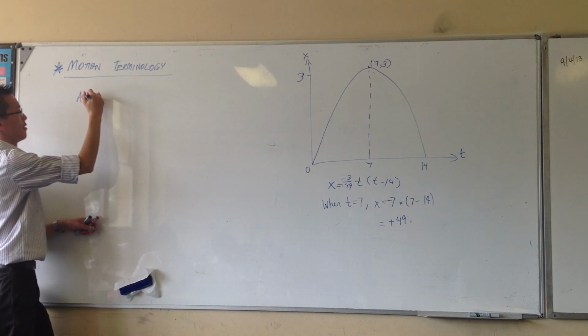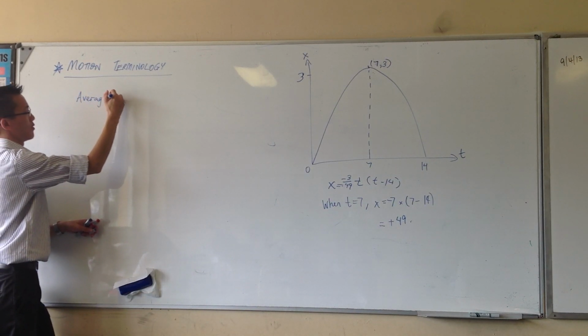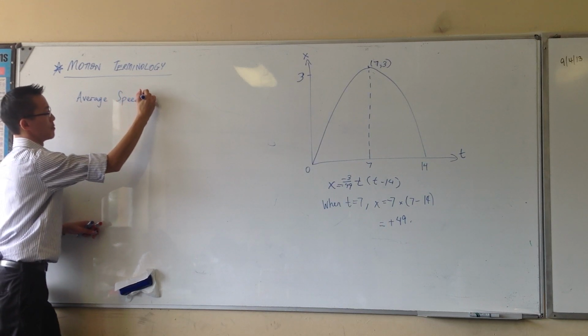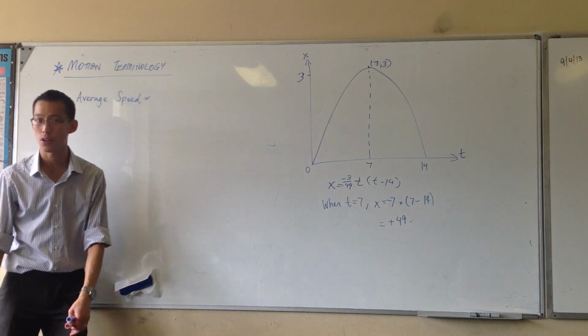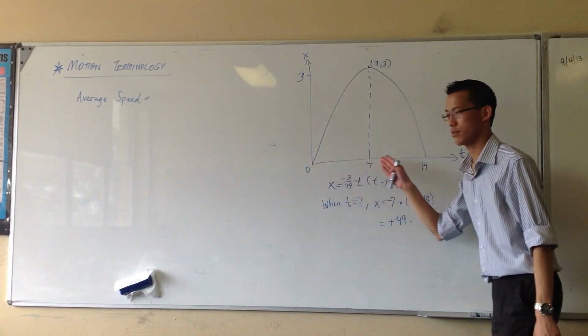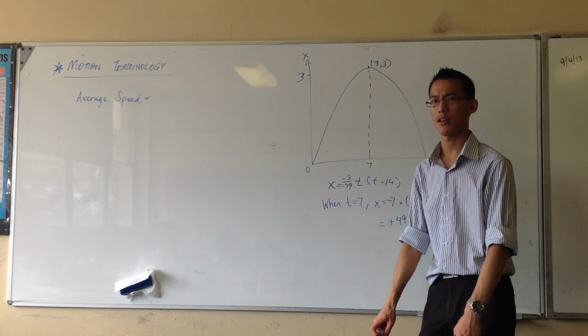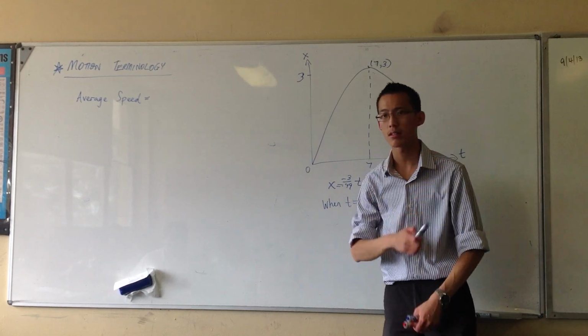Let's think about speed first. I'm thinking about average speed. That means over a whole journey. Okay, so that means from 0 to 14. How do you work out speed? It's distance on time, right?